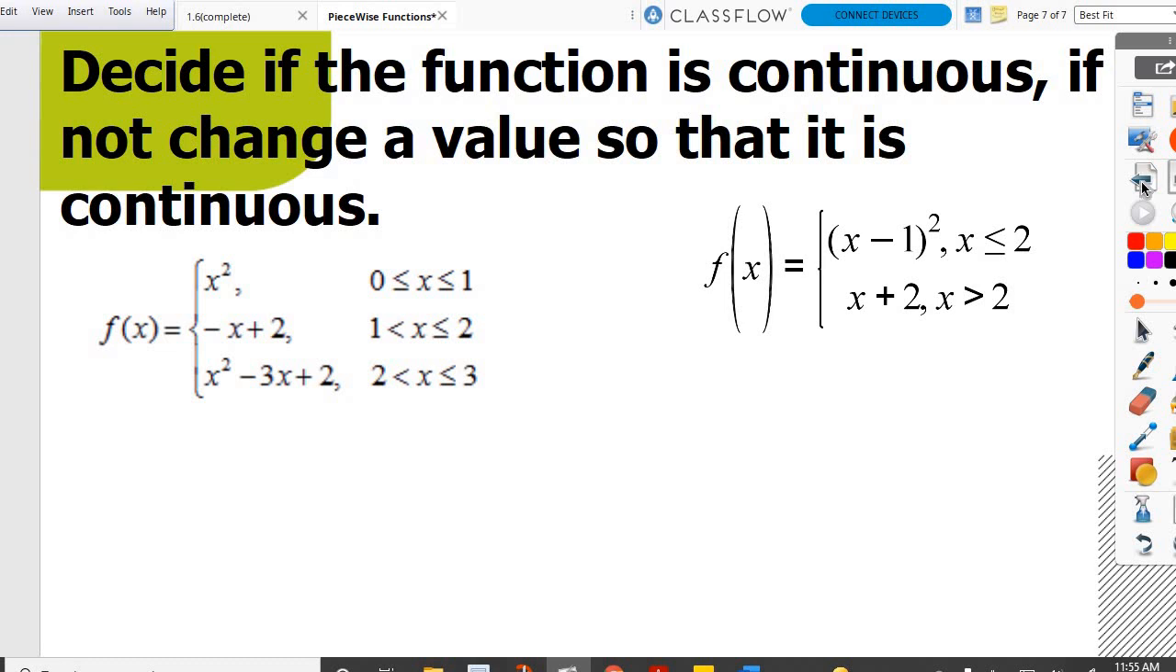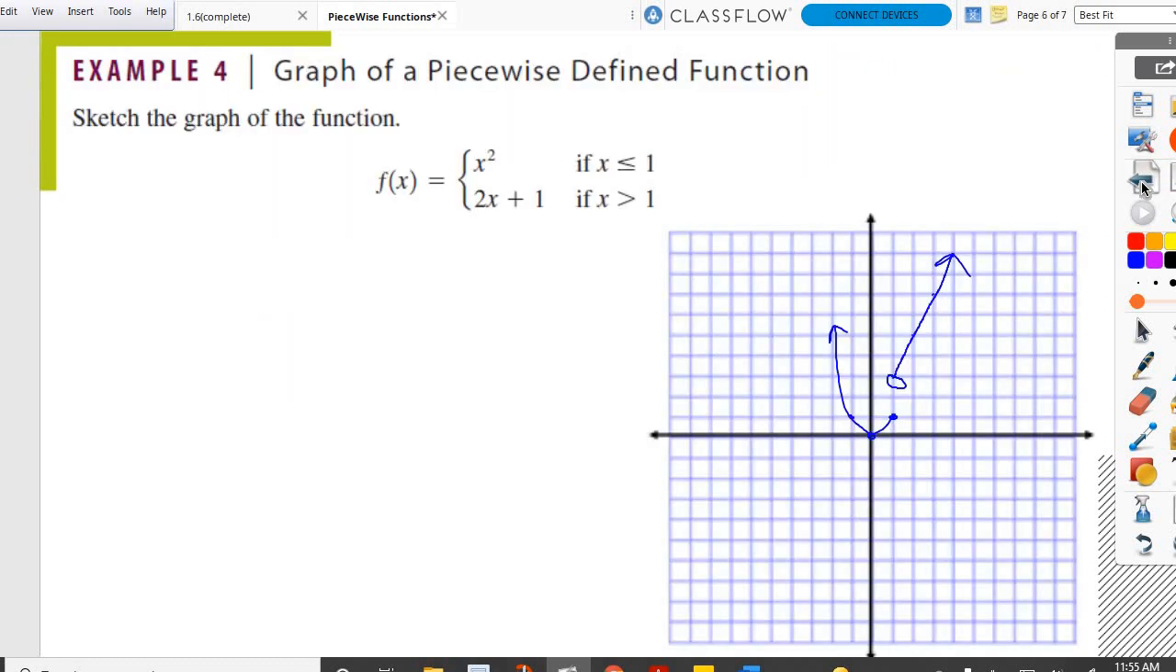So like on our last one, where did we need these two to meet up at? At 1, because x squared is going to be continuous. 2x plus 1 is continuous. The only spot that's going to be an issue is where we switch from one to the other, which was at 1. Agreed?